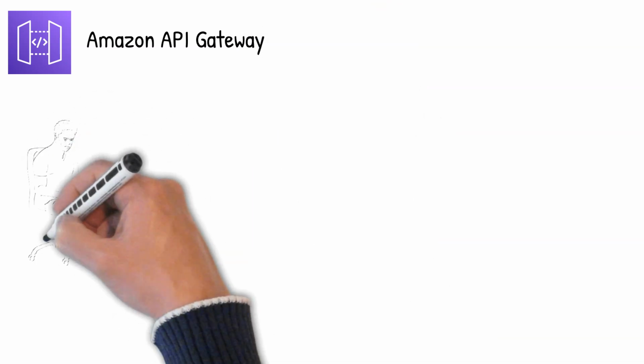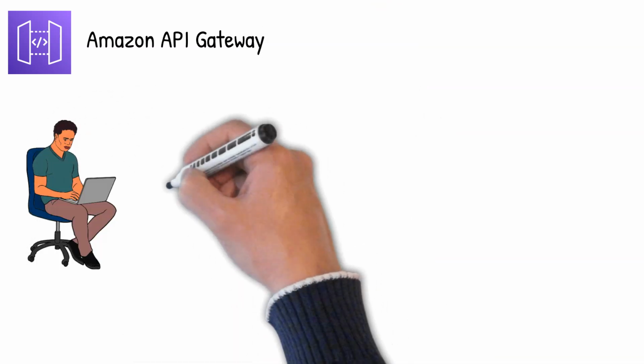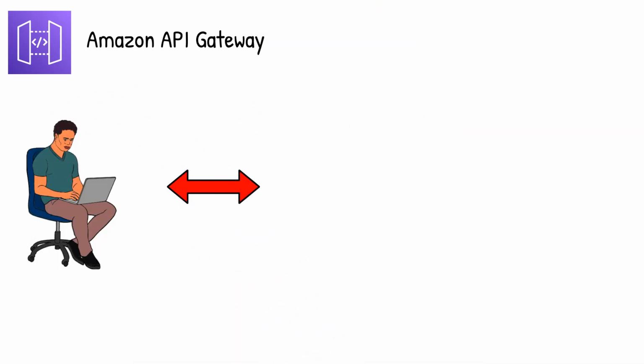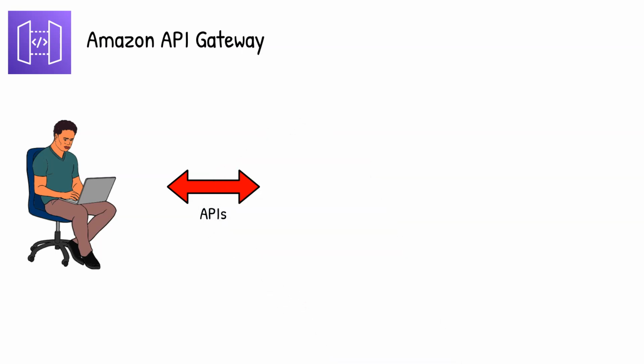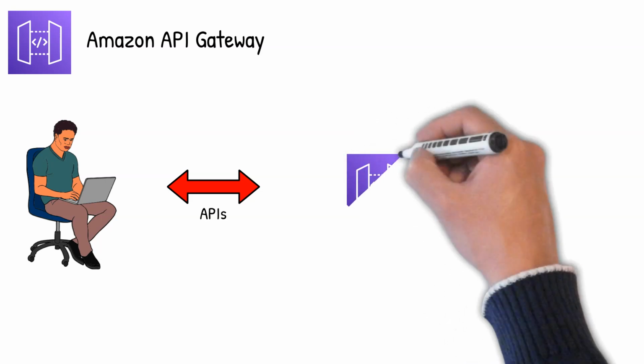Amazon API Gateway. Most modern application frontends are built on top of RESTful APIs. These APIs expose business logic as RESTful web services.